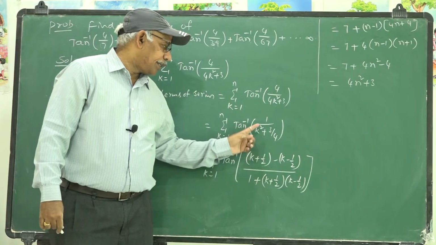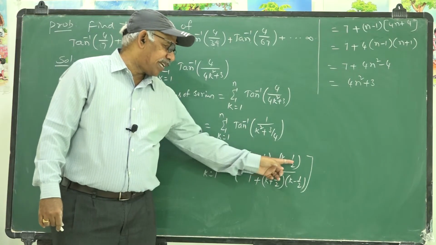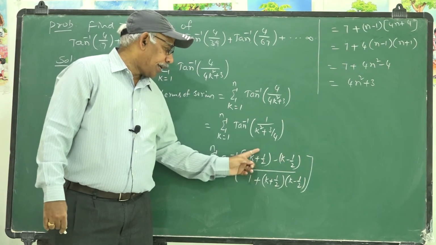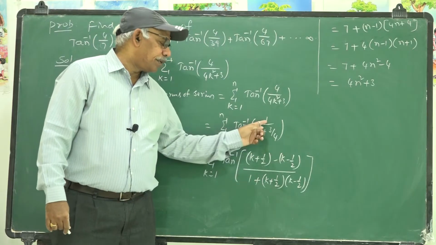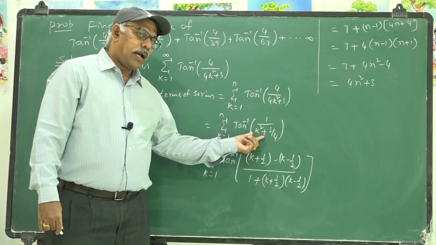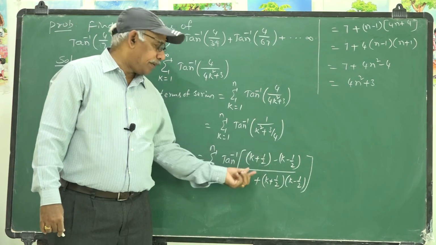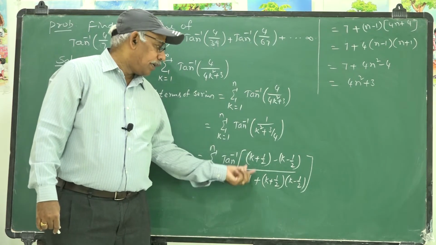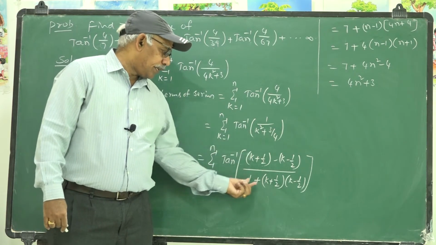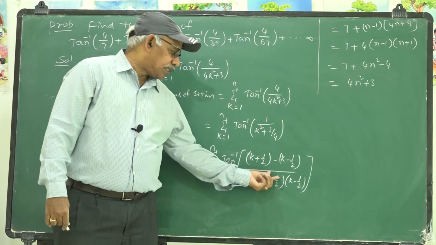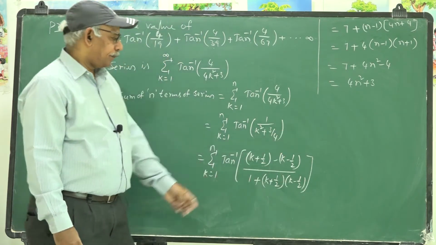The numerator 1 can be taken as 1 by 2 plus 1 by 2. Here k gets cancelled, so 1 by 2 plus 1 by 2 gives us 1. And k square plus 3 by 4 may be expressed as 1 by adding 1 and minus 1, we get 1 plus k plus 1 by 2 into k minus 1 by 2.